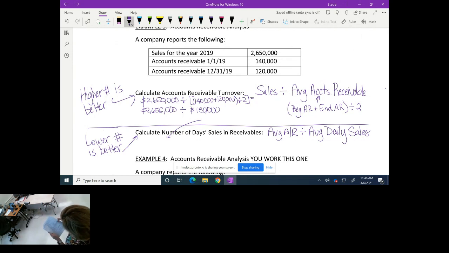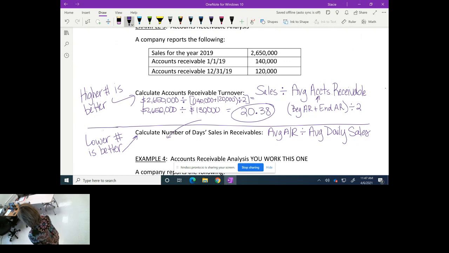So when we do that, we get 20.38. It looks like a big number, but what that's telling you is how many times in the year you had accounts receivable go through the whole process of sales. See if I can find their description of it. They're not putting anything in here. It's not helpful.